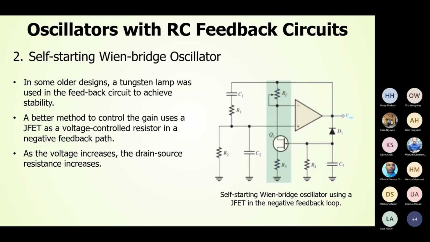In the past, in some older designs, a tungsten lamp was used in the feedback circuit to achieve stability. So a tungsten lamp was used to provide that initial self-starting capability, but you know, tungsten lamps do not have long life and they have some limitations. So you can also use this kind of edge effect or junction field effect transistor to provide that initial startup condition. So it's ultimately controlling the R3. If you can control the R3, then you can ensure that your oscillator will self-start.